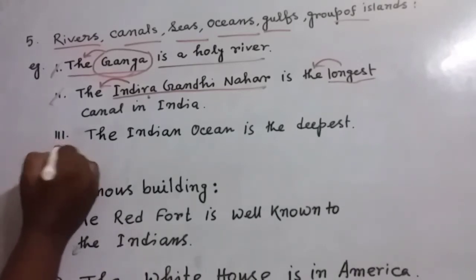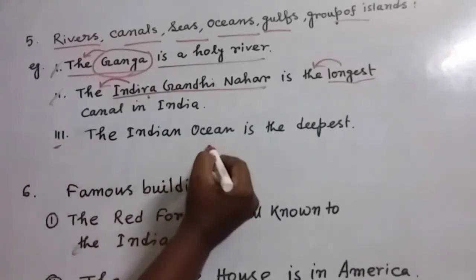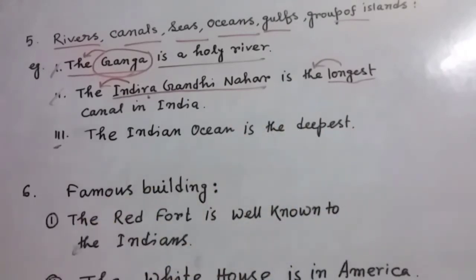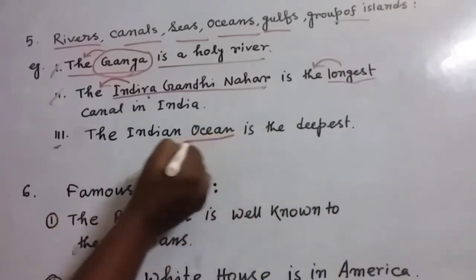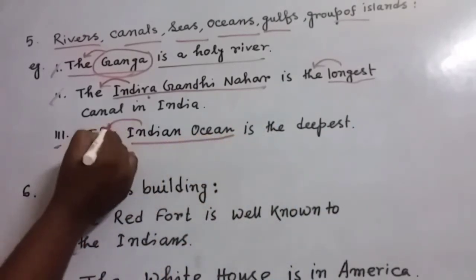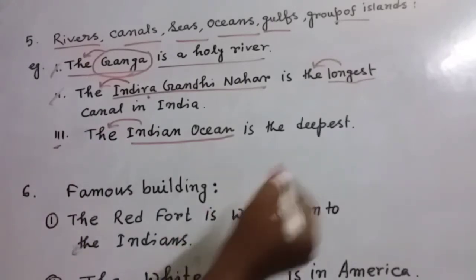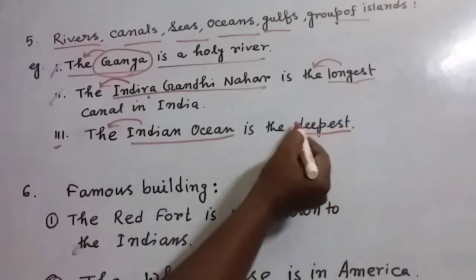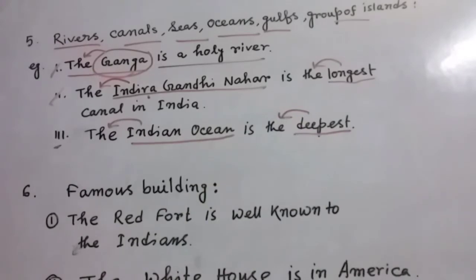Now let's look at this one, third. The Indian Ocean is the deepest. Same thing. This is the name of the ocean. That's why before that we have used the. And this is also the superlative form. That's why we have used the.